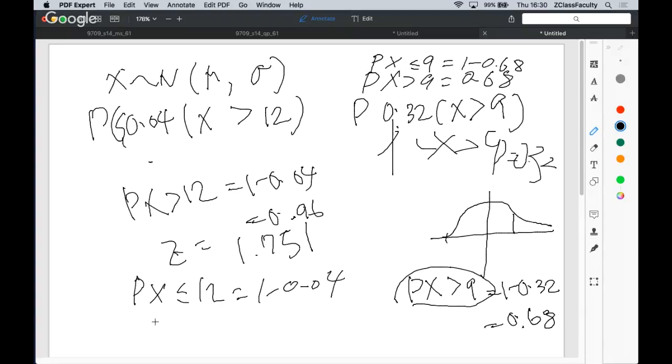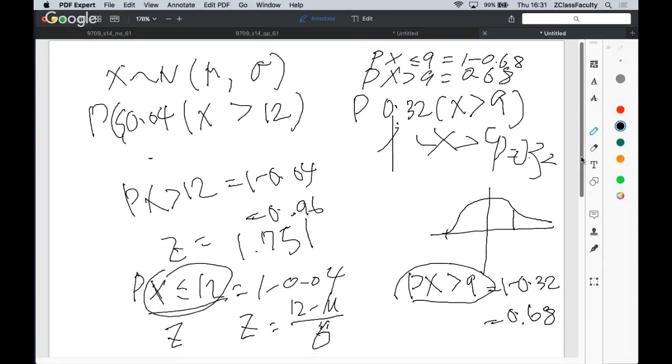Yeah. So for the normal distribution, you need to convert this value into the value given in the table. You need to convert this X to that. How would you convert the X to that? So z is equal to 12 minus mu, over sigma. We need to find mu. Oh yeah, it's sigma, not lambda. So that is that, right?